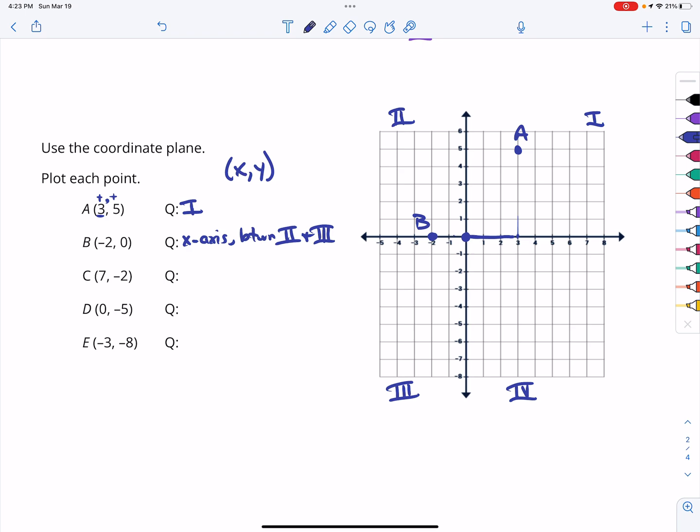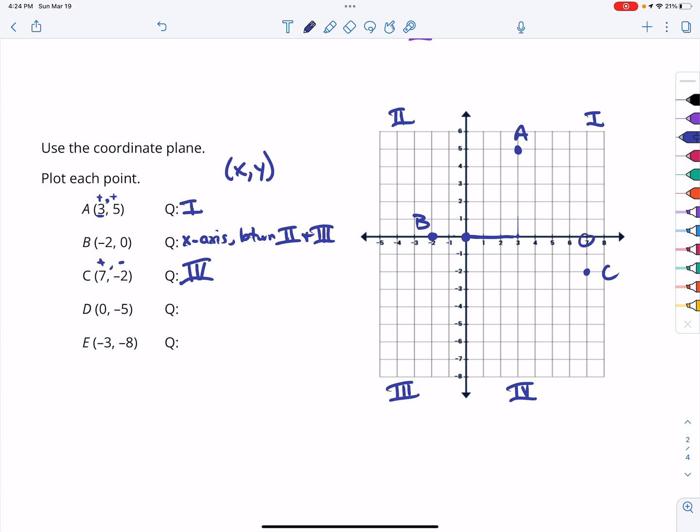Point C has an x value of positive 7, so I'm going to start at the origin, go over 7 to the right, and then down 2 because our y value is negative. So point C is right there, and that means it's in quadrant 4. And that does fit with what we observed above. We have a positive x-coordinate and a negative y-coordinate.